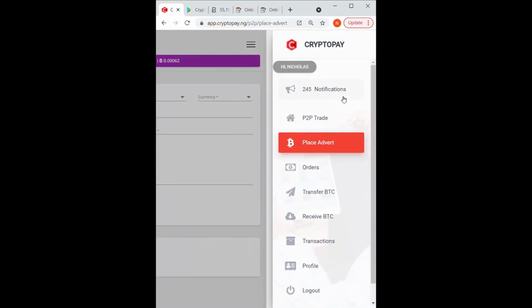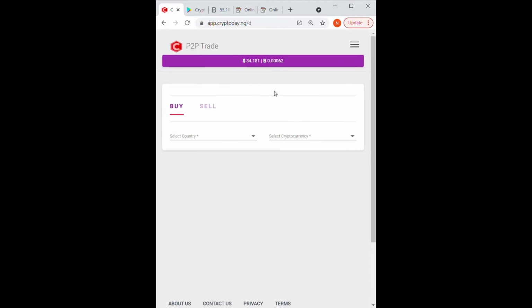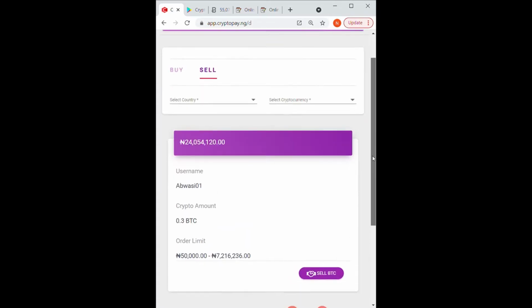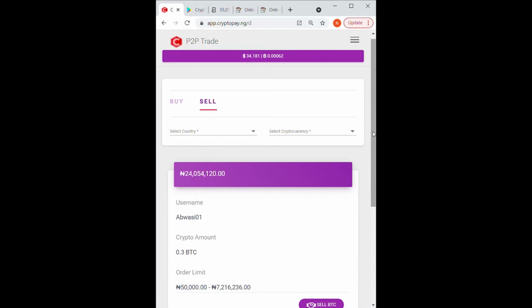Today I will be showing you how to post an advertisement on cryptopay.ng. The essence of posting an advertisement is to show users that you're willing to buy Bitcoin from them or you're willing to sell Bitcoins to them. And please keep in mind this advert is seen by everyone on the website.